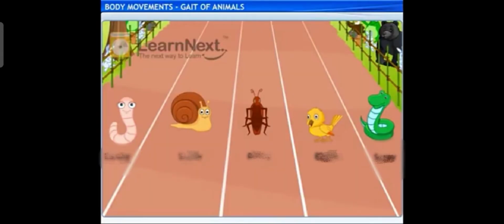Now we are going to discuss the gait of the given animals, that means the body movements of animals. Which are they? Earthworm, snail, cockroach, bird, snake. Okay, so let us study about the movement of these animals.